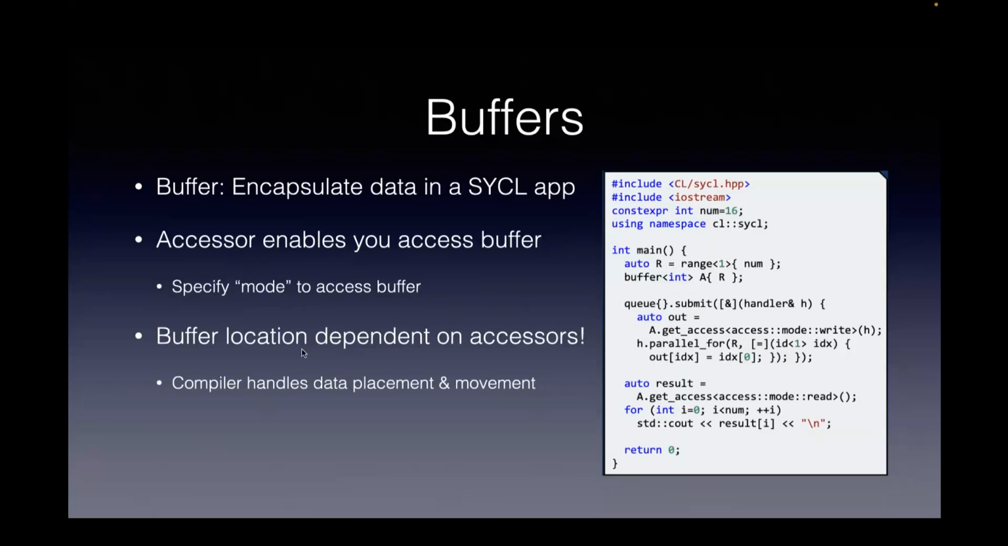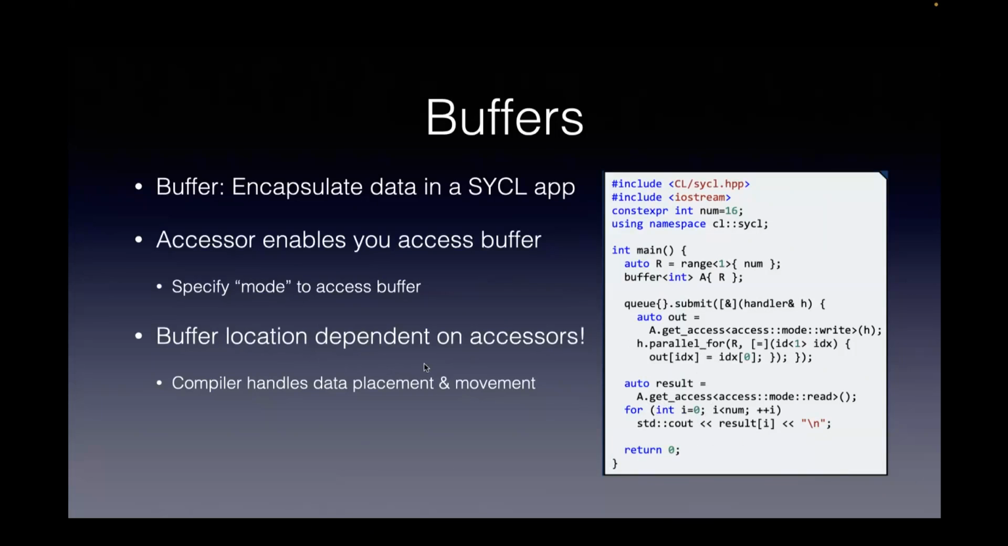And the location of the buffer actually depends on the accessors. Like I said, if you're going to write, you need to make a copy and get the copy back and update the range R. That's why when you come back, you get the access result. And when you do a std::cout of result of I on the host, remember this is executing on the host, you actually get the data back for A. That's because when the parallel_for kernel returns, you get the data back on the host.